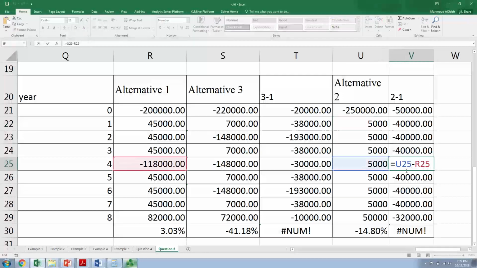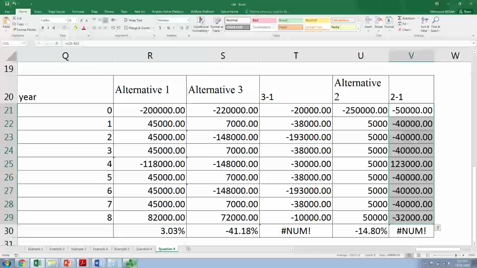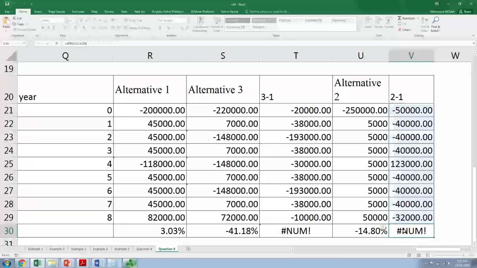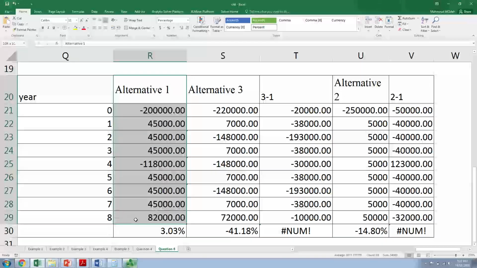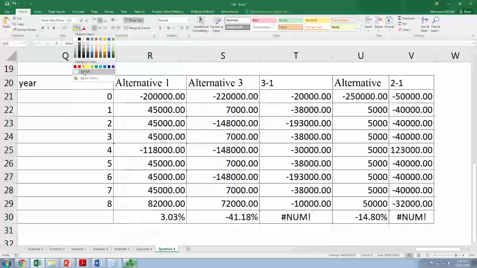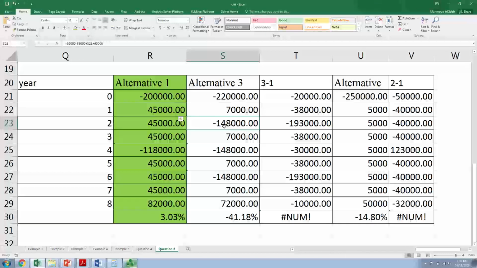You will see that most of this cash flow is also negative. Therefore the IRR is not going to give you a number, so you do the IRR for each individual. For alternative 2, you will get minus 14%. So your conclusion is to select alternative 1 as the best alternative. If the question asks you to rank these alternatives, alternative 1 is the best option, then alternative 2, and the last would be alternative 3.